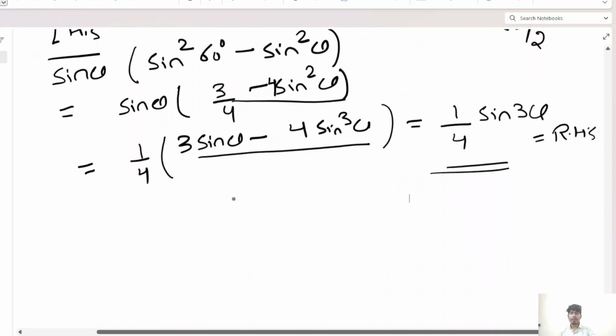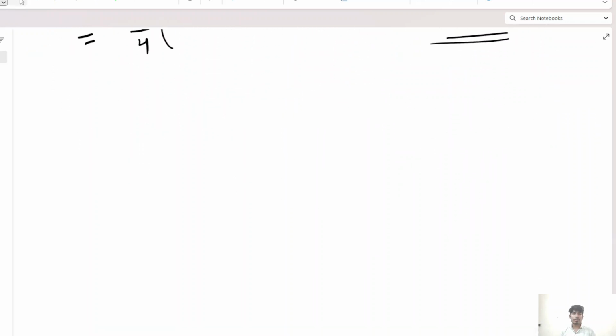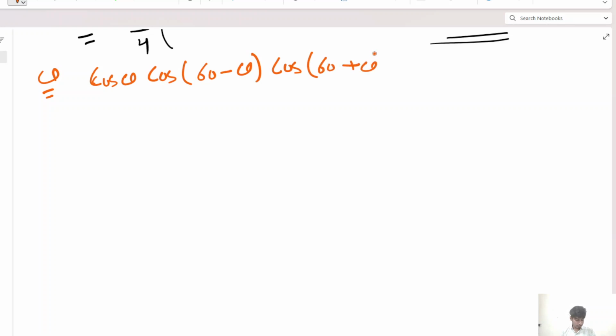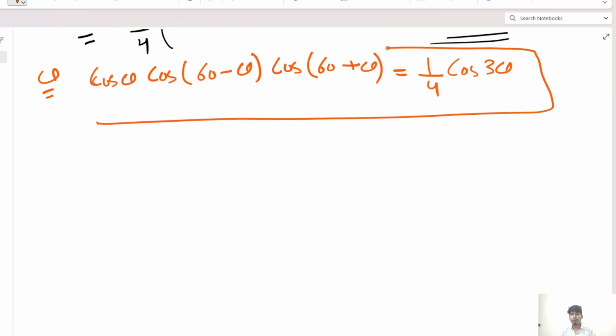Then next question is, similarly you can prove cos theta into cos 60 minus theta into cos 60 plus theta is equal to 1 upon 4 cos 3 theta. Similarly you can prove this. If you doubt, then you can ask.